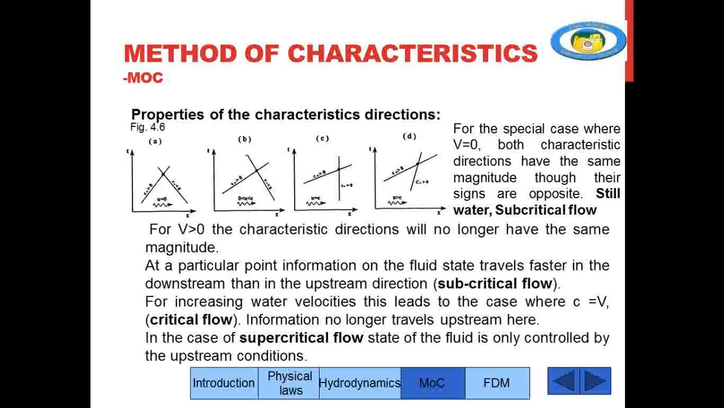So in case of supercritical flow, information on the flow characteristics will not travel upstream. The state of the flow is only controlled by the upstream conditions, so the upstream conditions would influence the downstream conditions. But the downstream conditions cannot influence upstream conditions in case of supercritical flow.